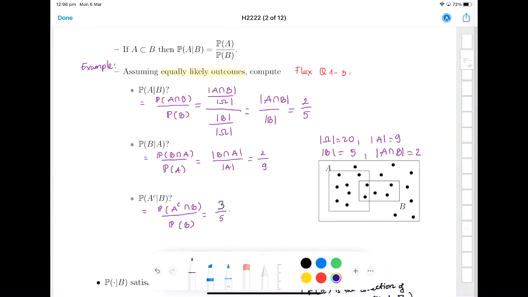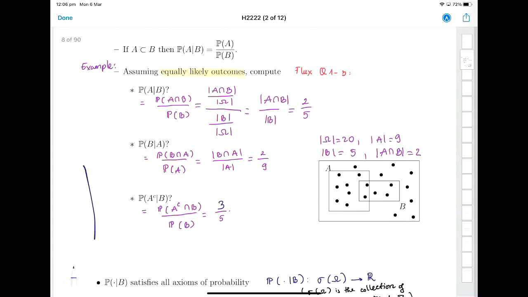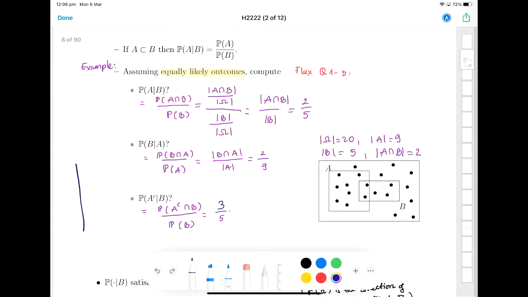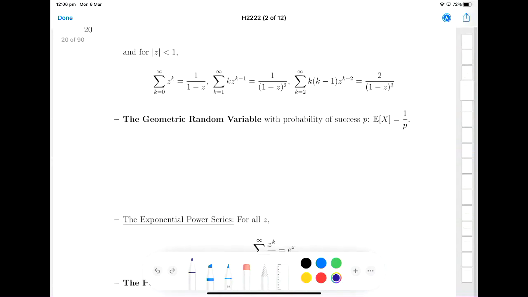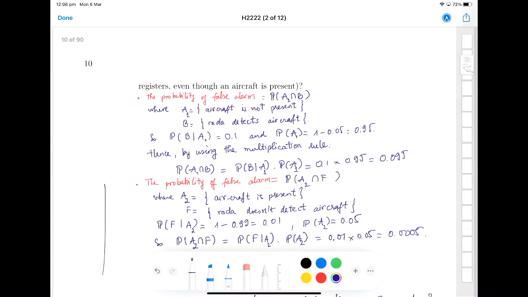Okay. I guess you have no question for this example. So, do you have any notice about the conditional probability?